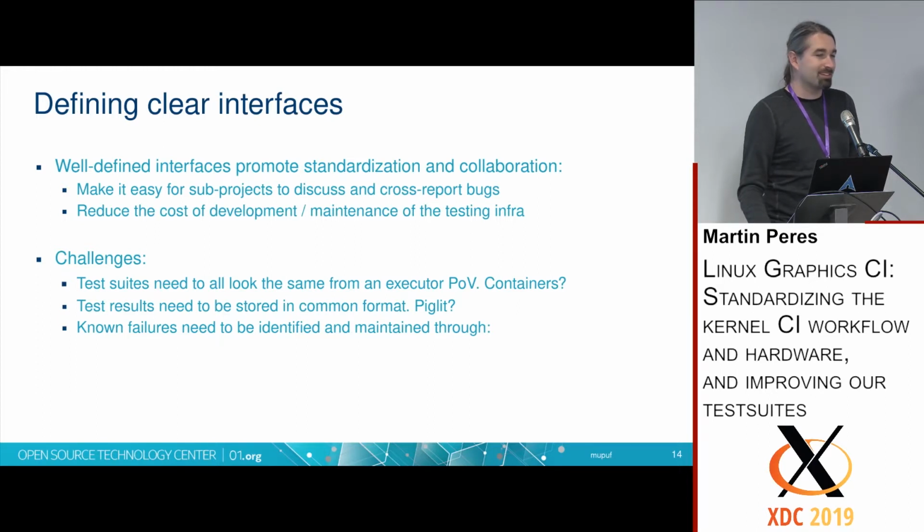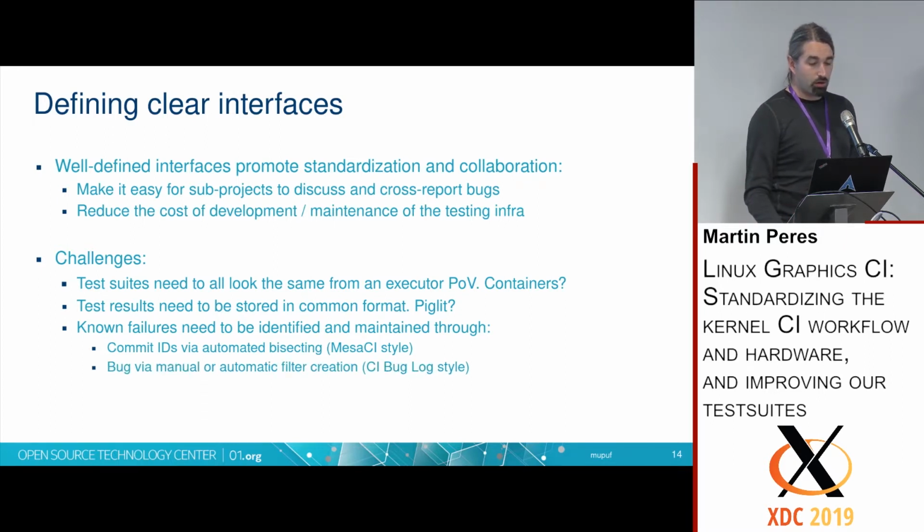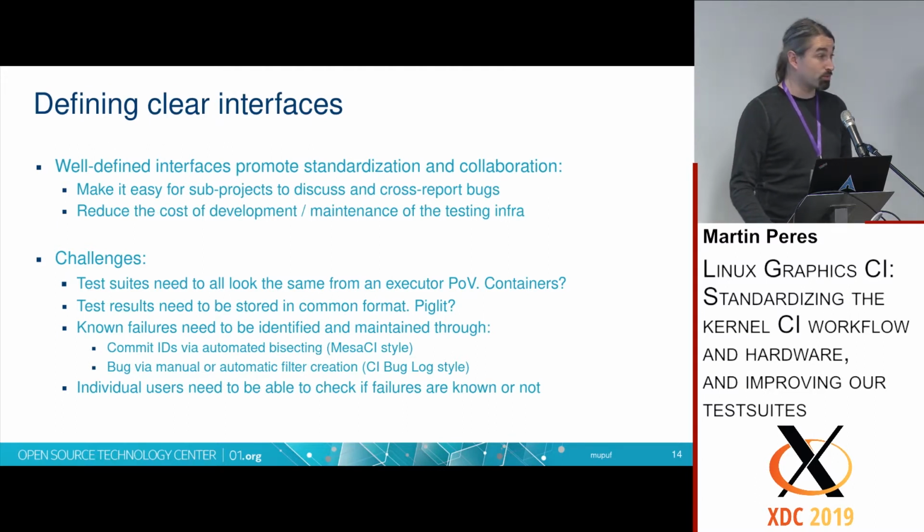Then how do we identify known failures? Because, you know, Linux has a lot of bugs and known issues, but then how do you teach a machine to recognize what is a known issue or not? That's an important thing. So you can identify these failures by commit ID introducing the problem. So this is what Mesa CI is doing. And usually you would need to do some automated bisecting to get there. Or the way Intel GFX CI has been doing it is by filing bugs and writing filters that match the failures to the bugs. So this is a tool that I've been working on for quite a while now. And that is now open source, by the way.